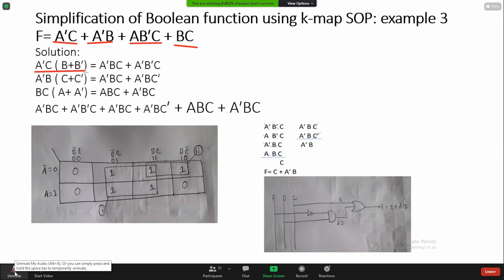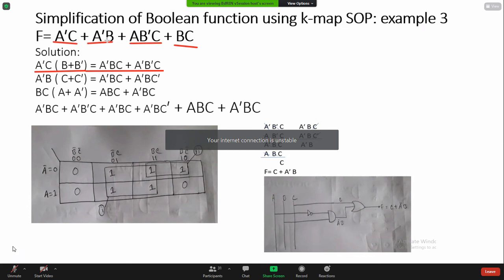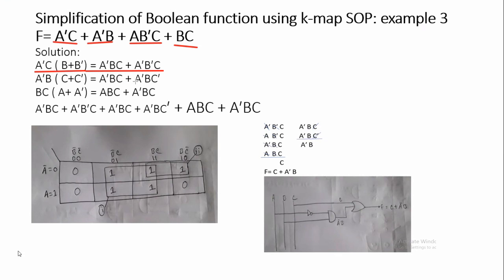Did you get my point? So A inverse CB, we are writing A inverse BC, and then A inverse B inverse C. So now this line is clear? Yes, ma'am. So from A inverse C we got A prime BC plus A prime B prime C. Okay, now like this way, here A and B are there. Which variable is missing? C. So then we multiply with C plus C inverse. Okay? Then we get A prime BC, A prime B, C prime. Okay?